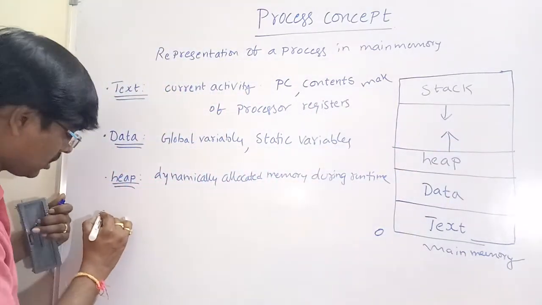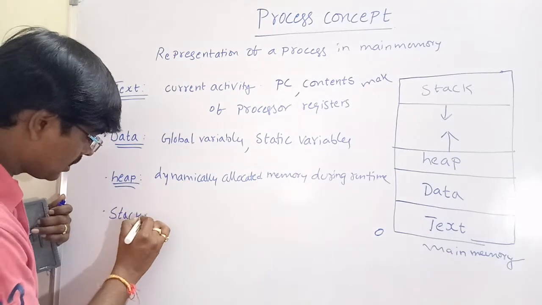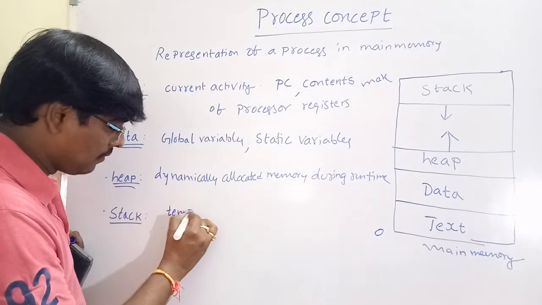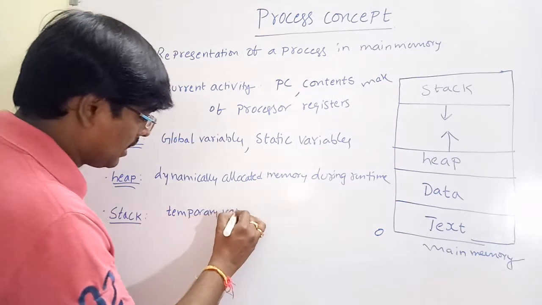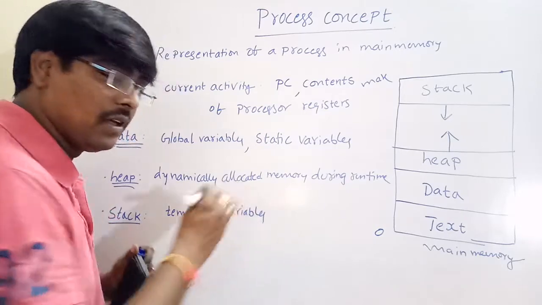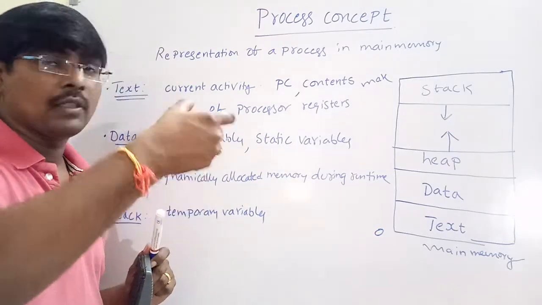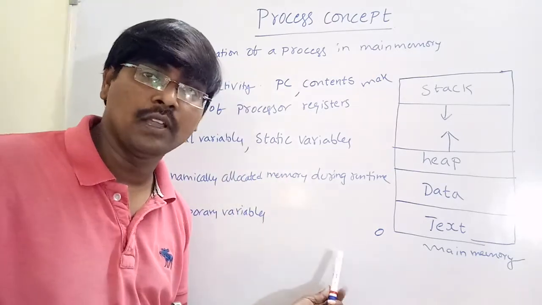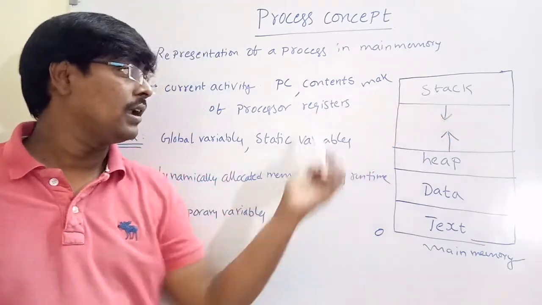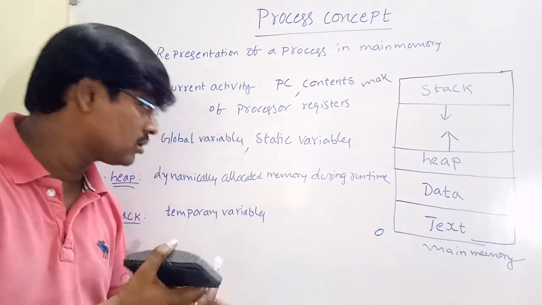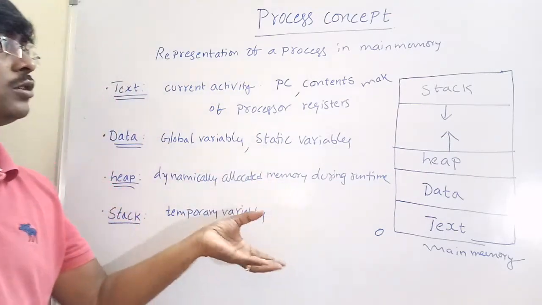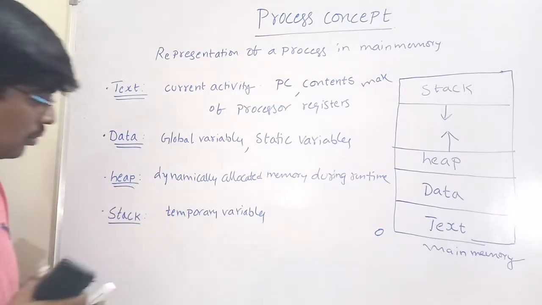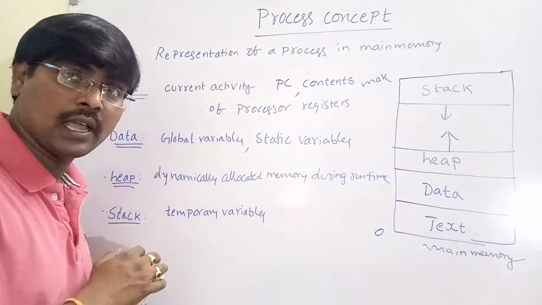Finally, the fourth section, stack. The stack contains some temporary variables. Temporary variables means simply the function calls. That is, at the time of a function call we have to store the local variables and return of a function. Suppose in recursion also we have to store the previous call values. All those temporary variables are maintained by this stack.